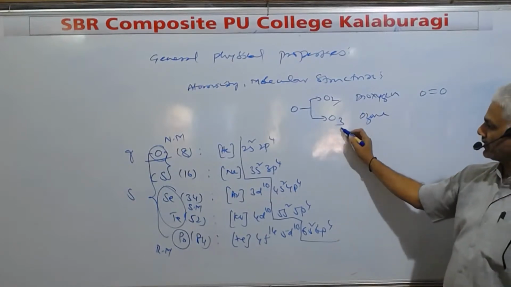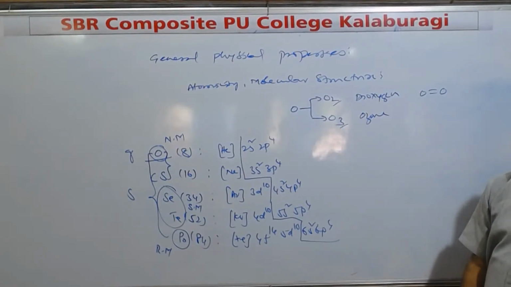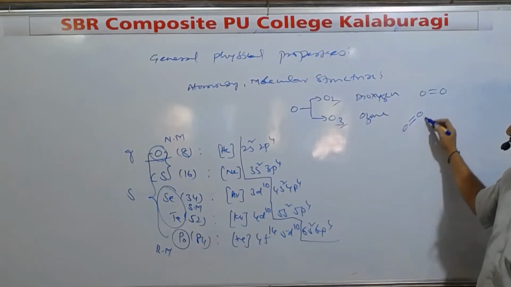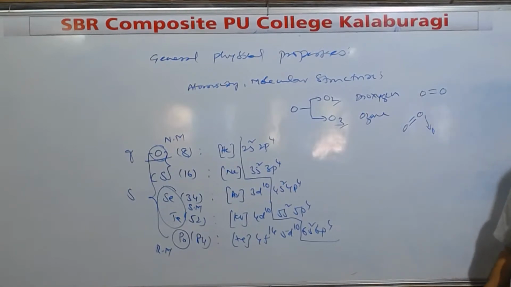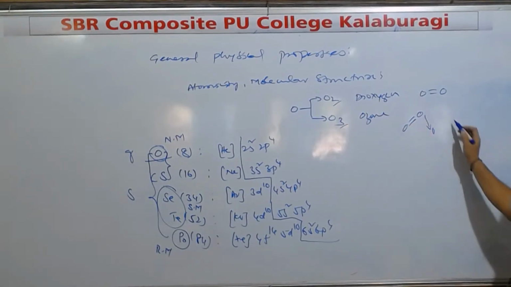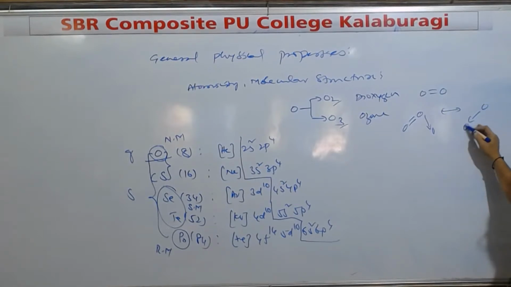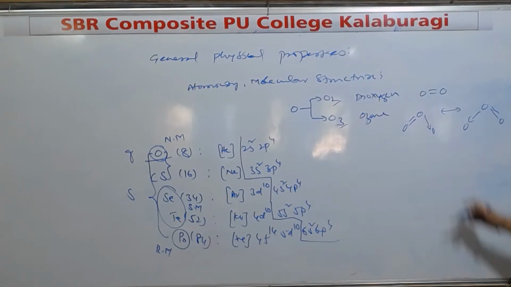Right? In the O3 form, what is the atomicity? 3. What is the structure? Angular. And there is no clarity regarding the position of these bonds, so you draw one more structure. It is a resonance hybrid. The overall structure can be called angular, and the resonance hybrid can be represented like this. That's why the oxygen-oxygen bond length is equal in both the bonds.